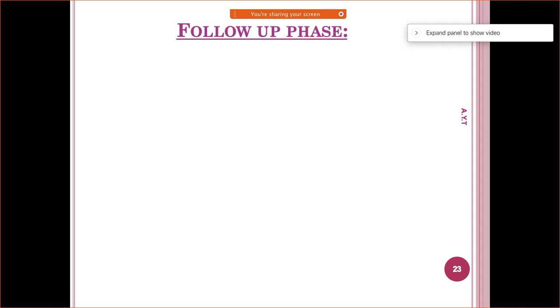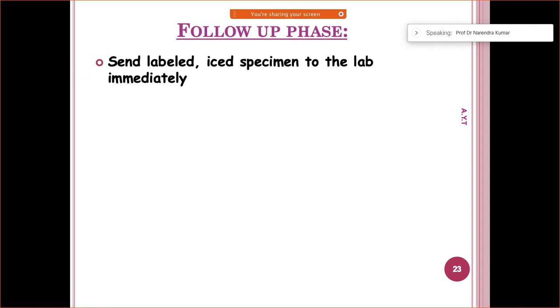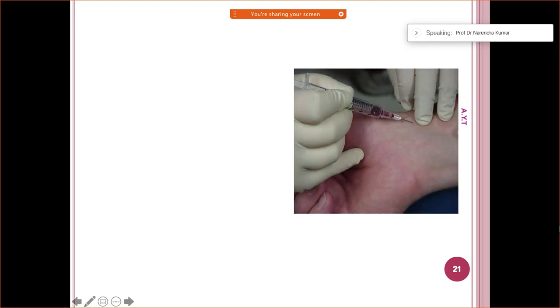So what do you do next? You have to insert the needle at 45 degrees for the radial. For the brachial, how much? 60 degrees. And for the femoral, it is 90 degrees. 45 degrees, 60 degrees, and 90 degrees, okay? Radial 45, brachial 60, and femoral at 90 degrees.